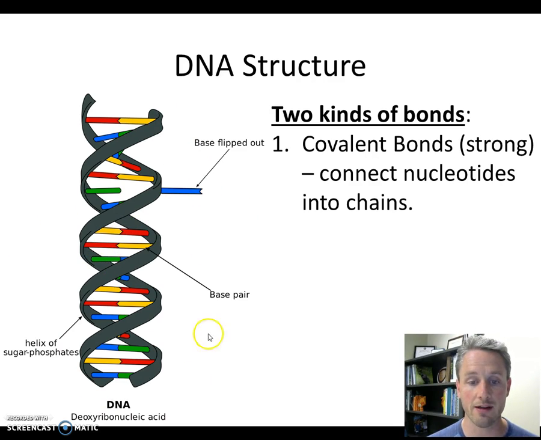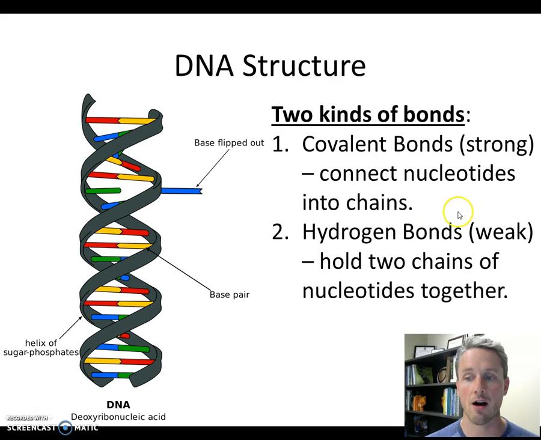Okay, the other kind of bond in this DNA molecule are hydrogen bonds. You'll remember from our discussion of bonds that hydrogen bonds are very weak. There are a lot of them in here, but each one of them is very weak. These hydrogen bonds hold the two chains of nucleotides together. So these linkages, side to side within this molecule, the linkages are called base pairs. They're held together by hydrogen bonds. And you'll remember that the base pairs are always A with T or G with C.